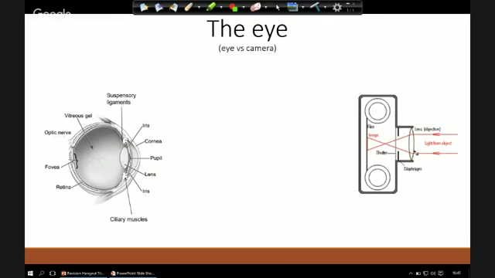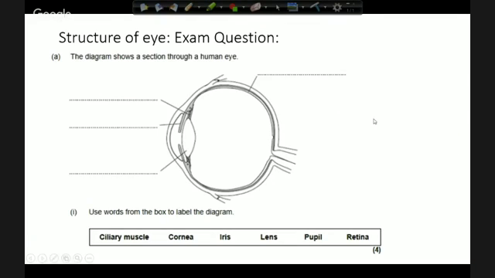Okay, now in the camera, if you zoom in to look at something close, the lens will move away from the film, and to zoom out to look at something far away, it will move closer to the film. Okay. So also comparing the iris and the pupil, they control the amount of light going into the eye. Well, you might also have an aperture or some sort of variable opening at the front of the camera that you can open and close to change the amount of light coming in.